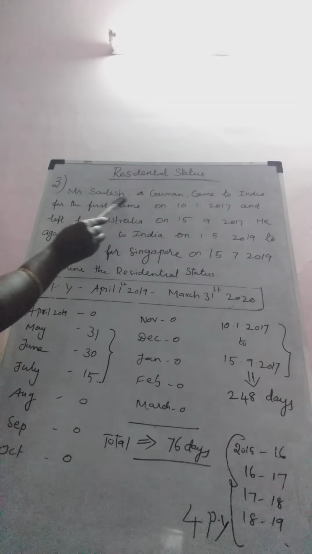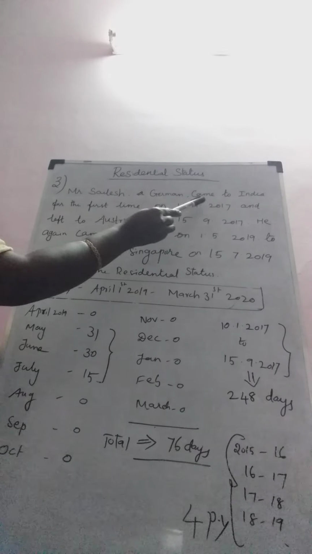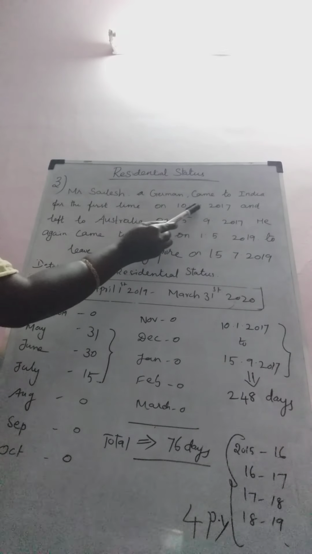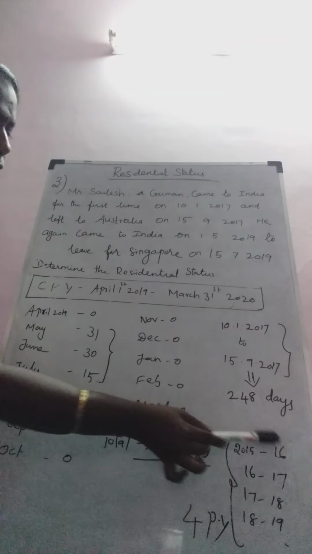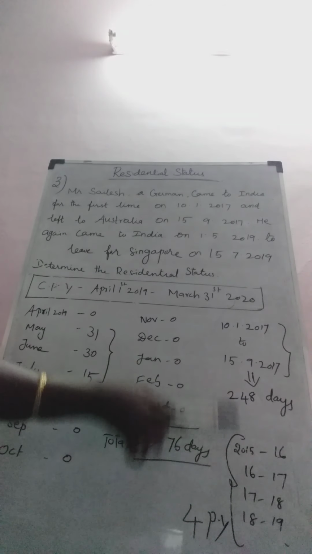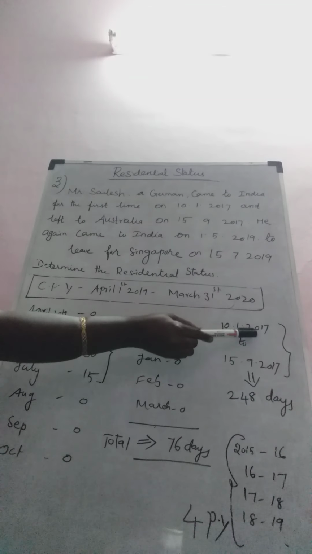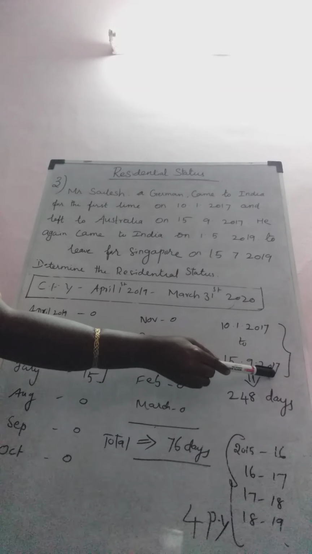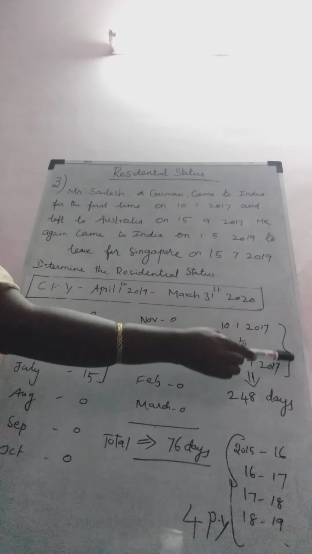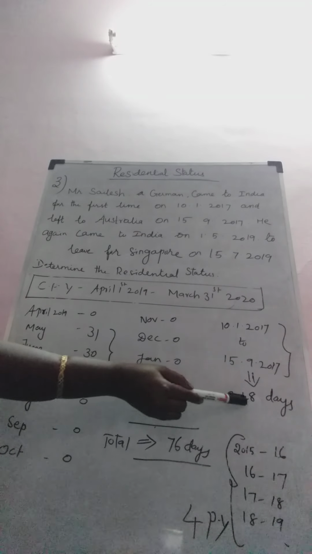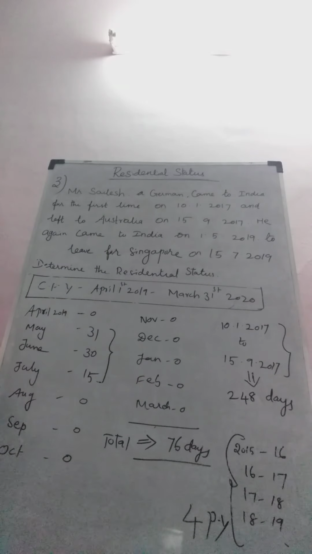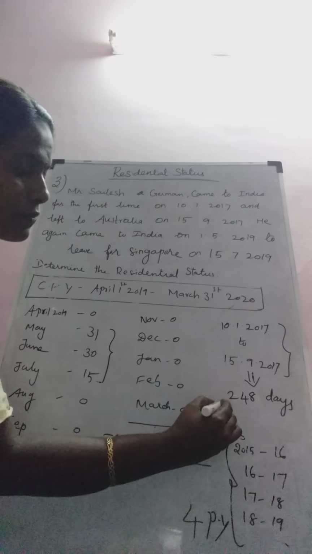See, in this problem, he came to India for the first time on 10/1/2017 and went to Australia on 15/9/2017. So in these 4 previous years he resided only within this duration. So see here, 10/1/2017 to 15/9/2017. By counting the days he resided in India, we will get 248 days, which is less than 365 days.